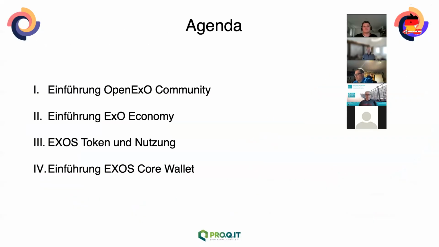So the agenda for today, here in German, has 4 topics. On one hand, the introduction to the OpenExO community. The second part will be the introduction to the EXO economy. Then we'll talk about the EXOS token and its application and how to use it. And the end will be an introduction into the EXOS core wallet. I've prepared another laptop of mine to give an introduction on my core wallet. If that should not be working due to connectivity issues, then we also have slides with screenshots in this presentation.